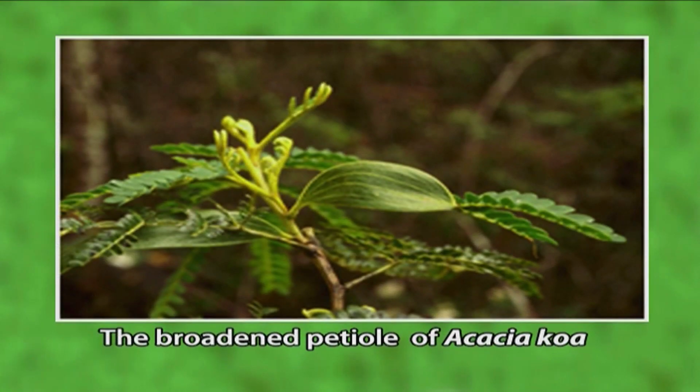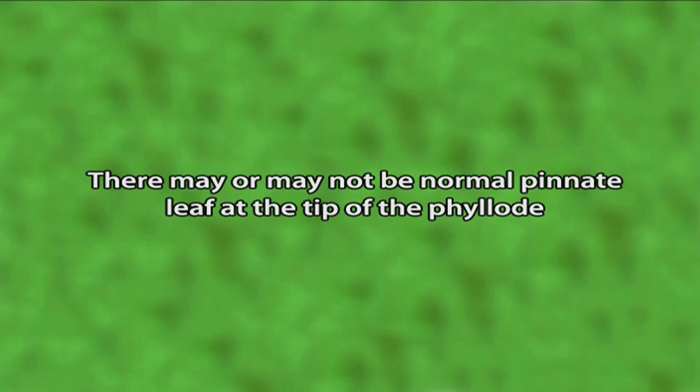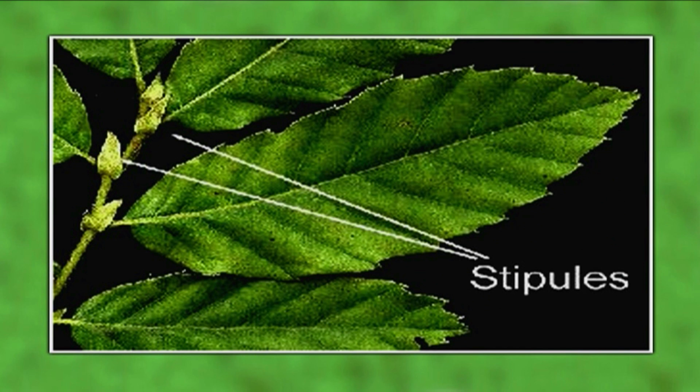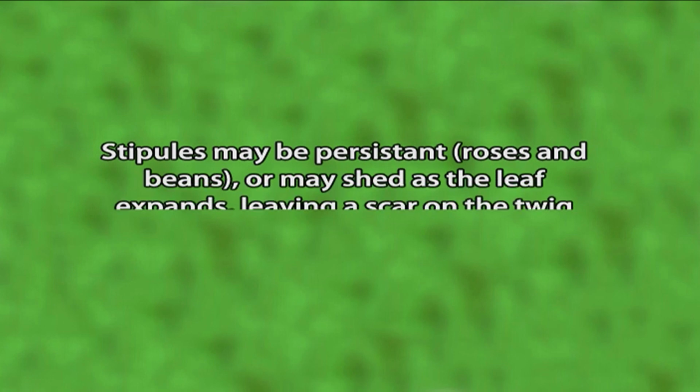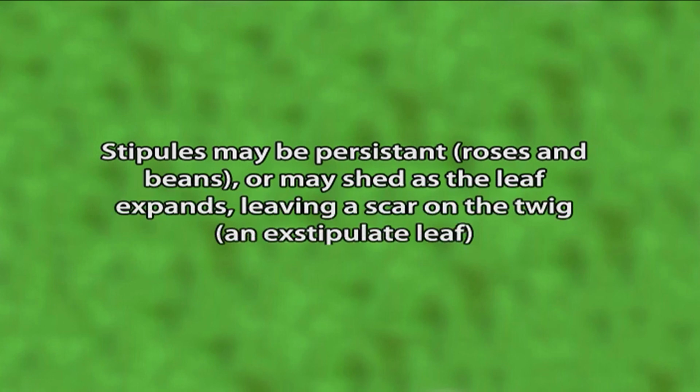In some acacias, such as the koa tree, Acacia koa, the petioles are expanded or broadened and function like leaf blades. These are called phyllodes. There may or may not be normal pinnate leaves at the tip of the phyllode. Now stipule. A stipule is present on the leaves of many dicotyledons. It is an appendage on each side at the base of the petiole resembling a small leaf. Stipules may be persistent, such as in roses and beans, or may shed as the leaf expands, leaving a scar on the twig and an exstipulate leaf.